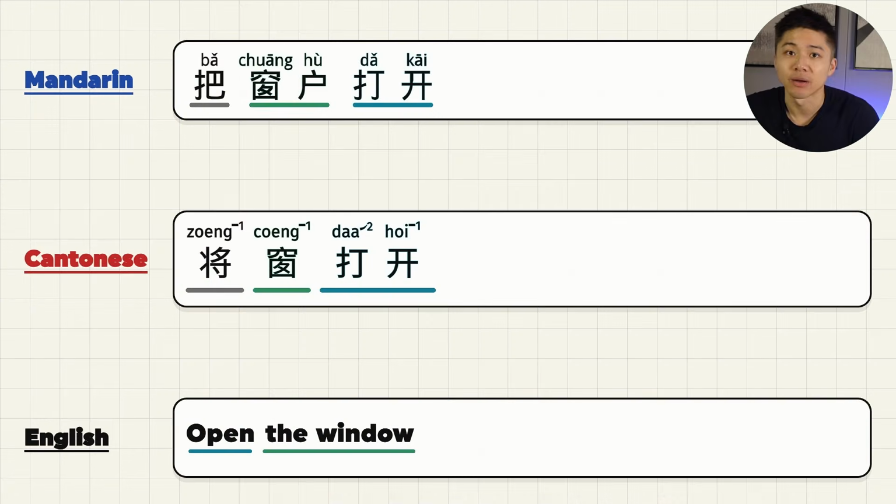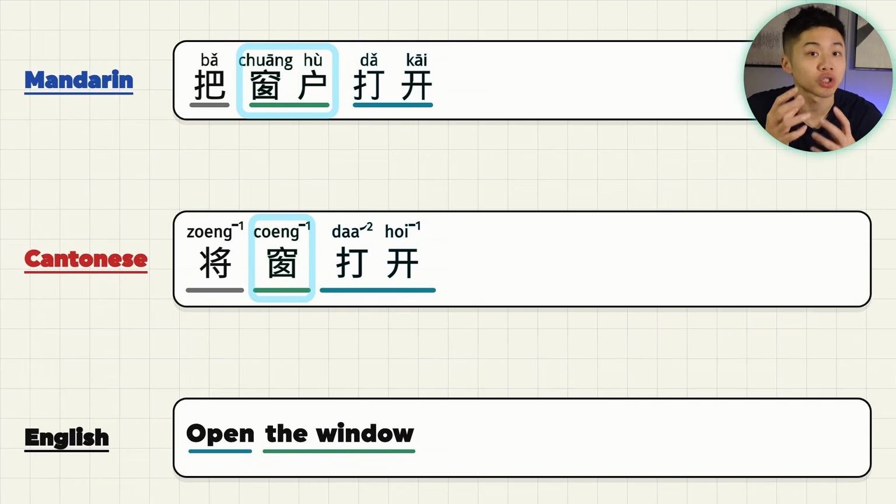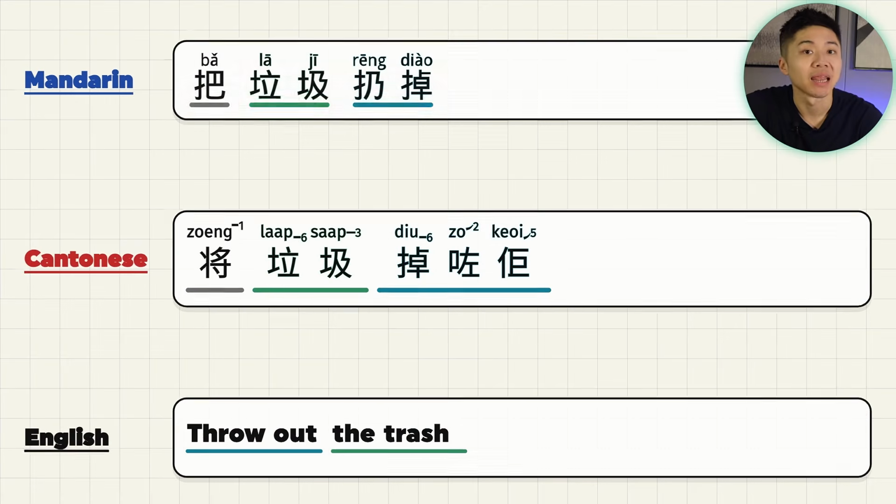Next one, in Mandarin, 把窗户打开, so open the window. 将窗打开, okay, so if it's just 打开窗, that's just open window. But this says make sure the window achieves the result of being open. So take the window and open it. So 将把 means take it. Okay, 窗户窗 basically means window. 打开 means open it.